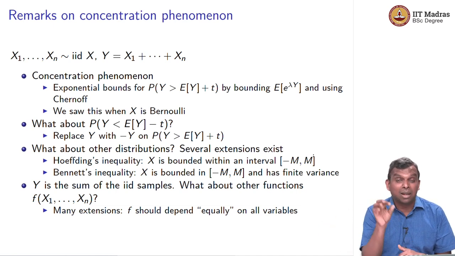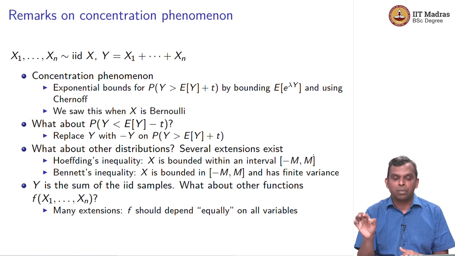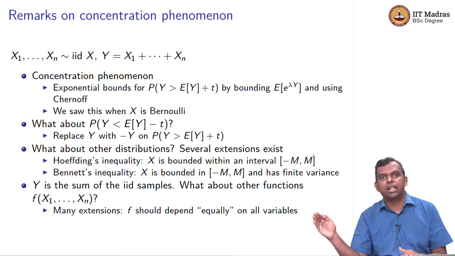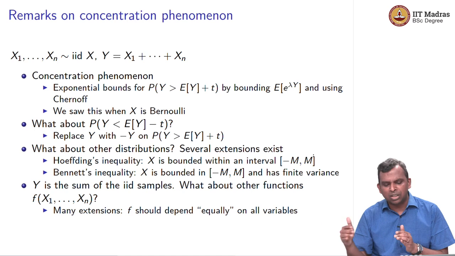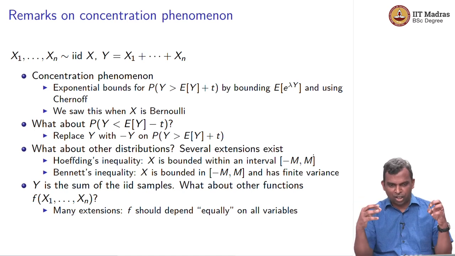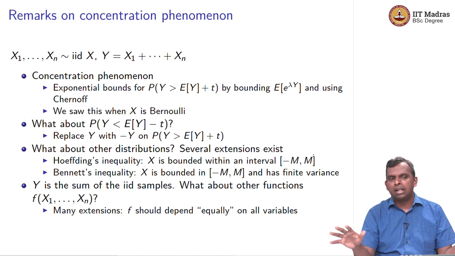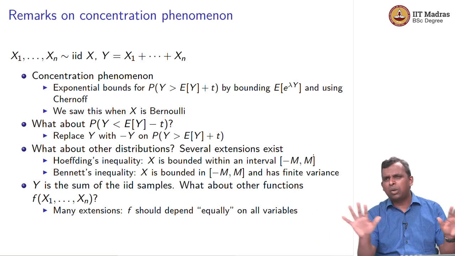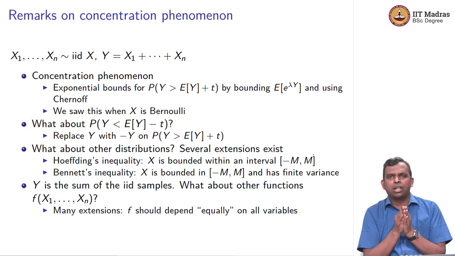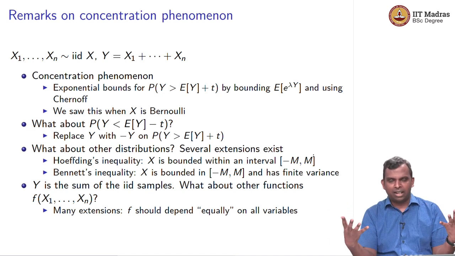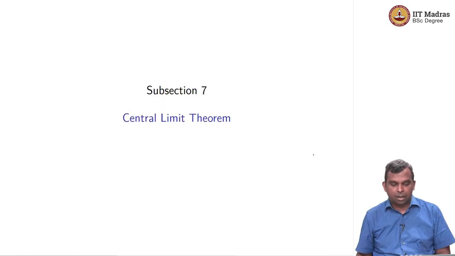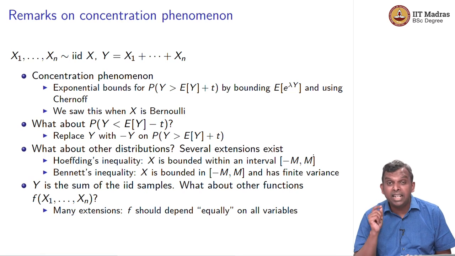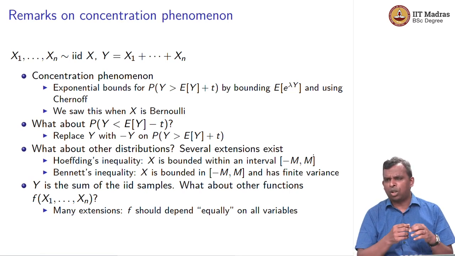But notice the sum. Sum is a very clear example of one such function. The sum depends equally on every variable. It doesn't depend unduly on any one variable. It depends equally well on all variables. So some sort of result like that must be true. If you have a function of several independent random variables, and this function depends equally on all of them, it amalgamates a lot of independent things together, and finally something comes. Anytime you have a function which depends on a lot of factors equally, then you will have concentration.